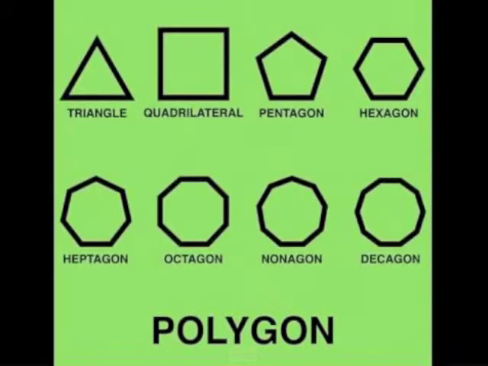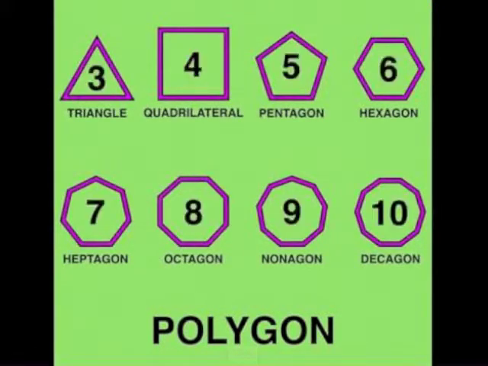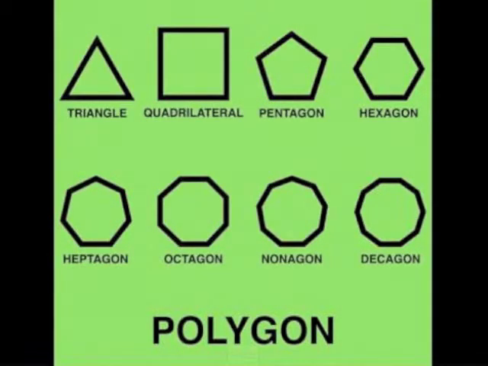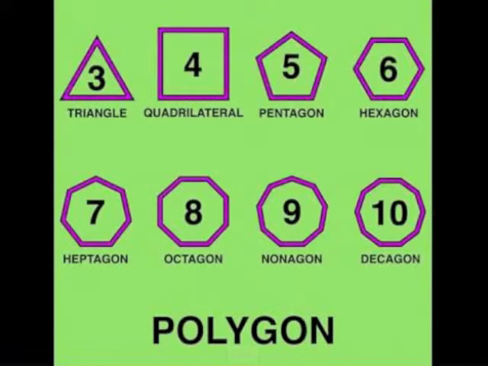A polygon is a shape with lines that connect. The number of sides tells us the name of the shape.